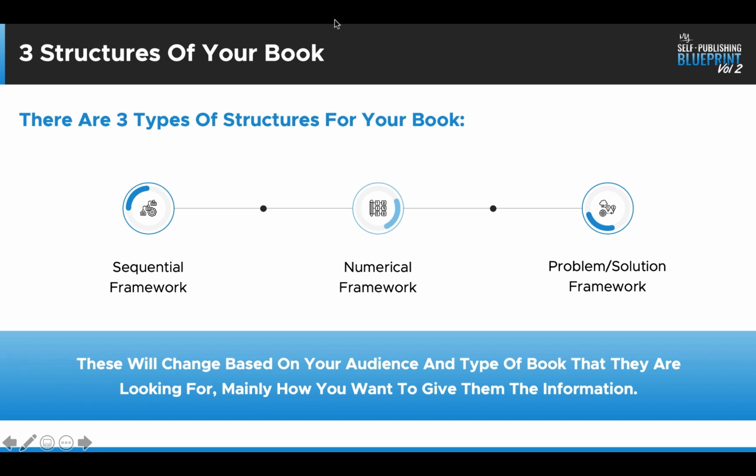Some books are going to call for the sequential format. Some are going to want the problem solution, where some, it makes more sense to have everything laid out in a numerical format. Some use multiple. So I'm going to show you a couple different examples from real-world books and walk through each of these in detail. And based on your research and what we're going to see in this video, as well as the following lesson, you're going to pick the one that's going to be best suited for your book. And I'll show you how to do that.